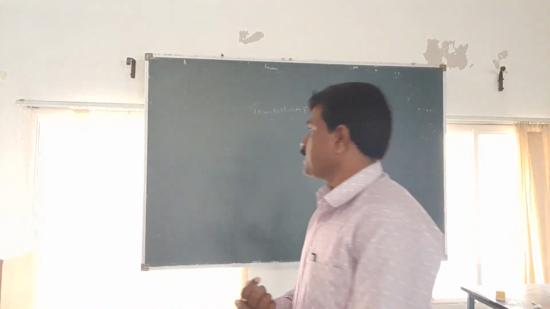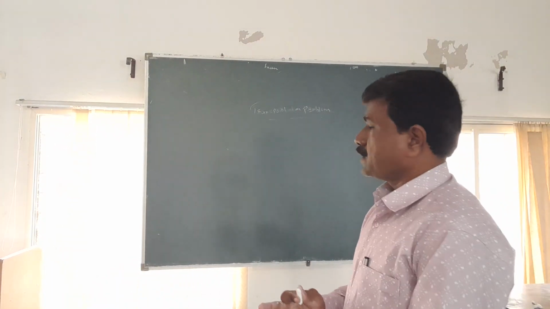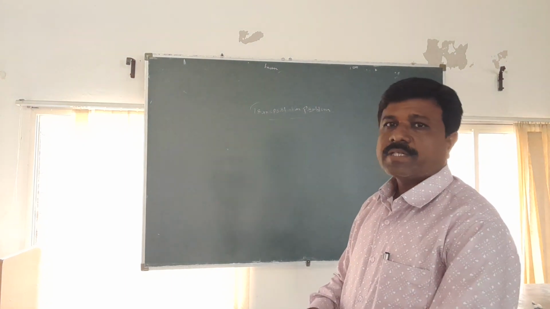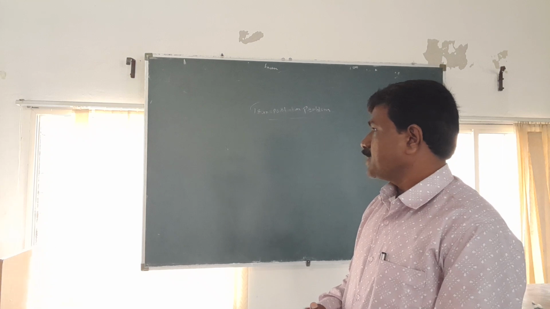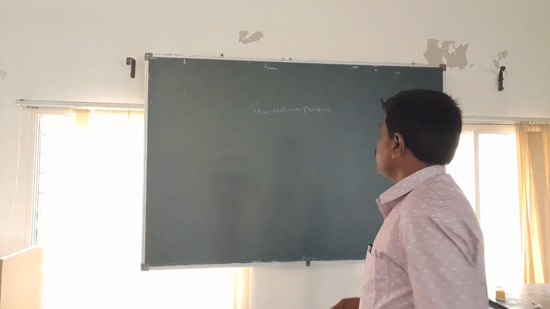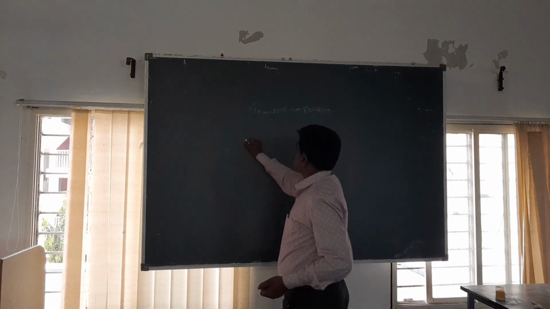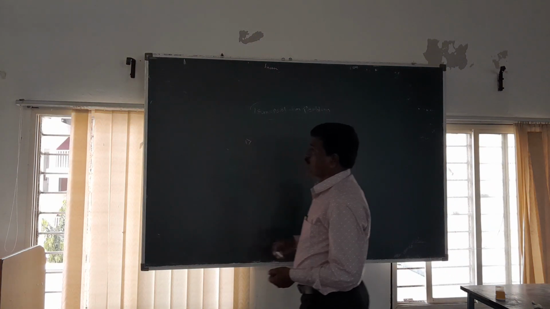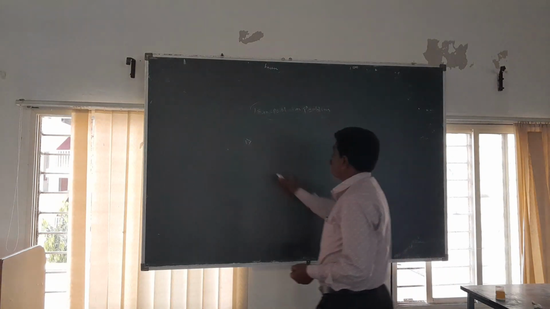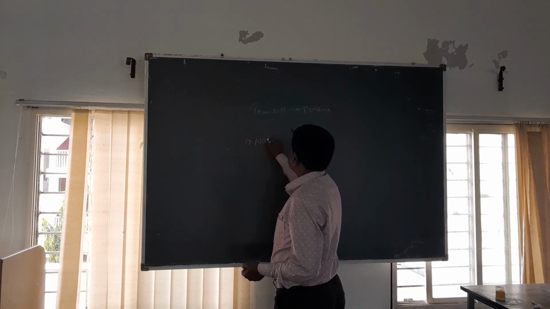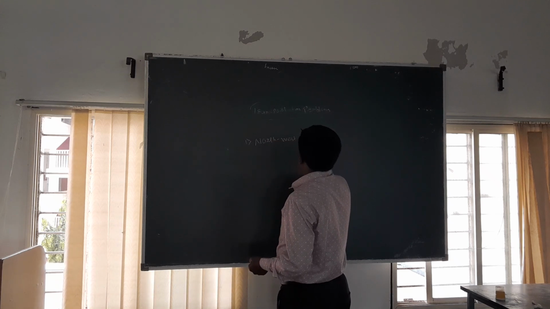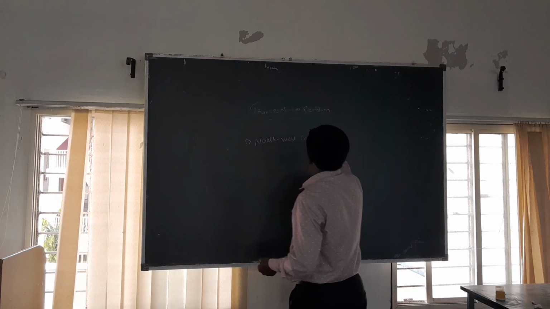Good morning. In the last lecture we saw the types of transportation problem and the methods of finding the initial basic feasible solution of the transportation problem. In this lecture, the first method to find the initial basic feasible solution is the northwest corner rule.